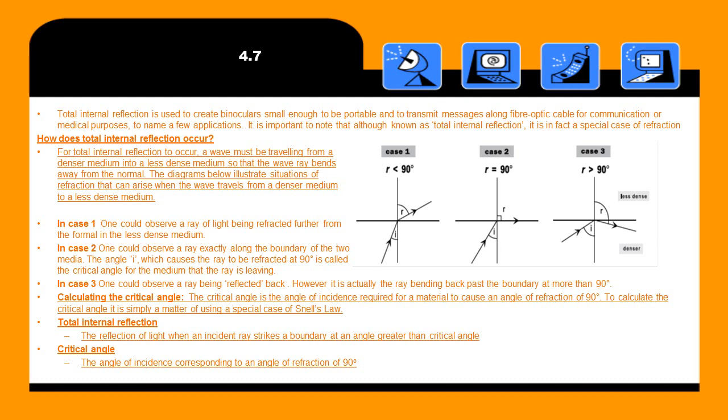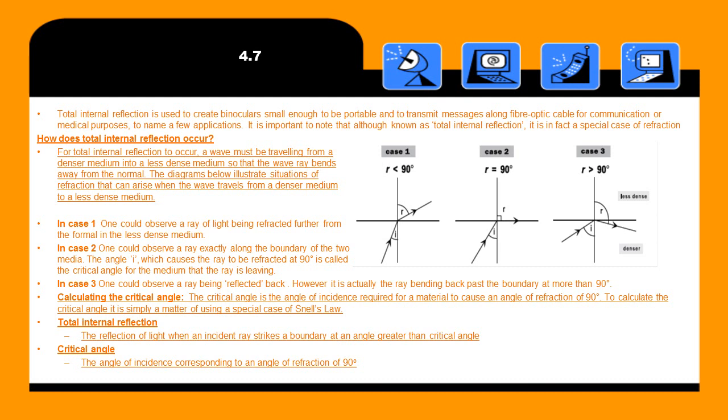So I've got a few things on my slide that I'd like you to copy down, such as my underlined part on how does total internal reflection occur, also how to calculate the critical angle, and then just a short summary at the end of both of those. I recommend you read the first dot point and the different cases described in that diagram. So let's go through it.